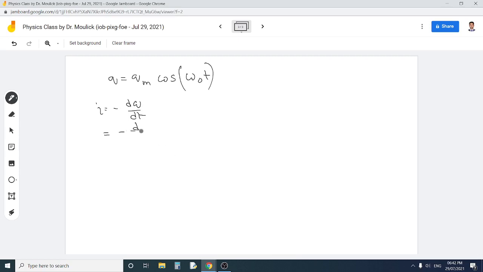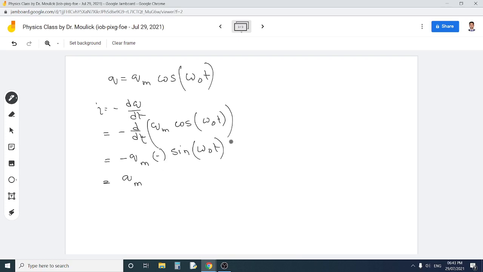So it becomes minus of d/dt of qm cosine omega naught t. So minus qm. Now what is d/dt of cos? d/dt of cos is sine, but that too with a negative sign, sine of omega naught t. So basically what we get, this negative sign cancels out, and we remain with qm.